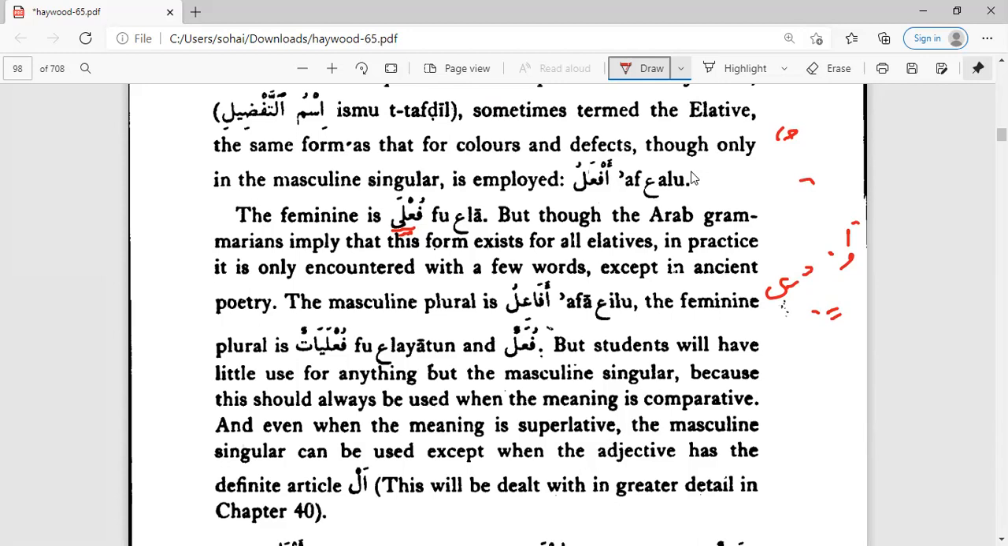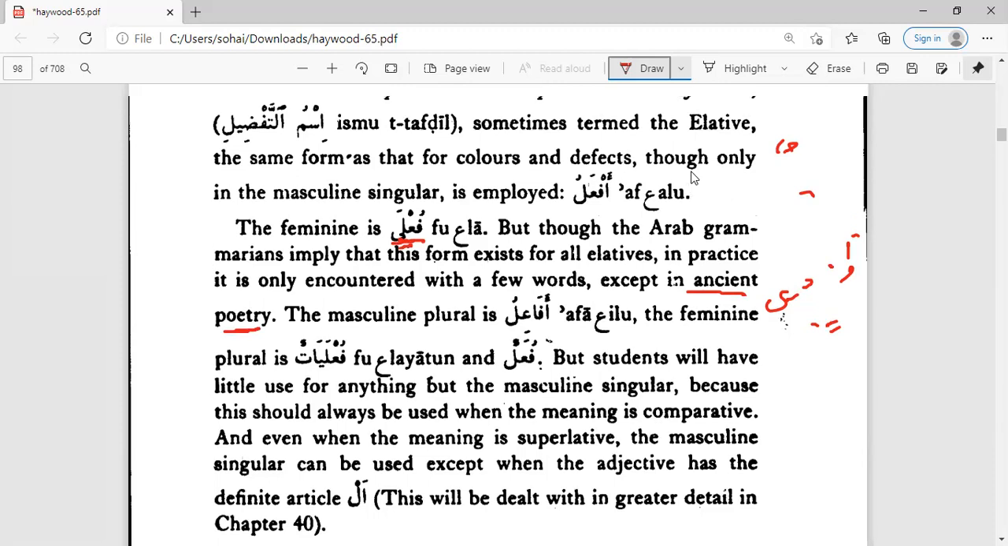And for feminine, we have fu'la. This form exists, but it says here that in practice it is only encountered with a few words, except in ancient poetry. So we're not looking at poetry really. Even though we have feminine and masculine, most of the time you're just going to encounter masculine. It's quite rare for fu'la. So normally it's going to be af'alu.